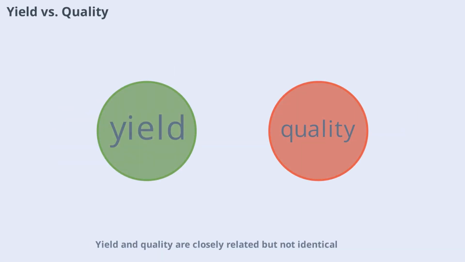Yield and quality are closely related but not identical. High yield means more functional chips, while high quality ensures those chips meet all specifications. Sometimes, improving yield can compromise quality, so a careful balance is needed. The best fabs achieve both through rigorous process control and defect management.